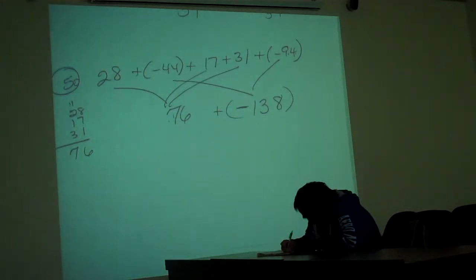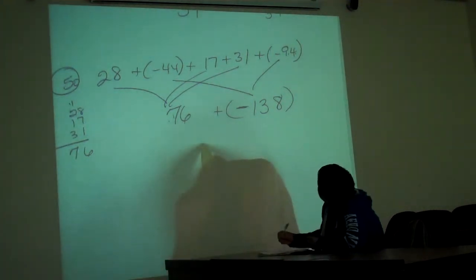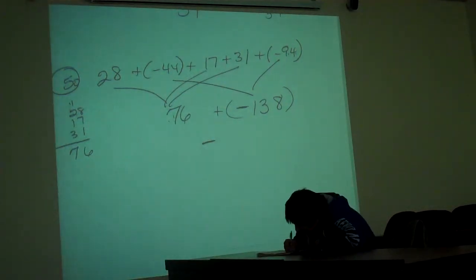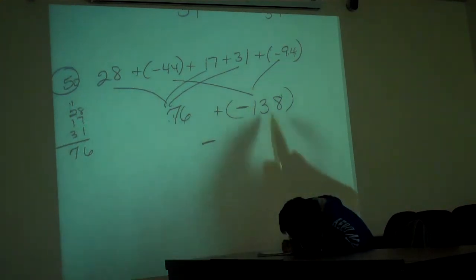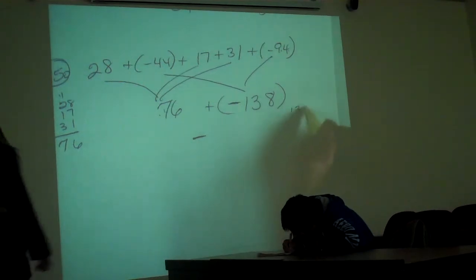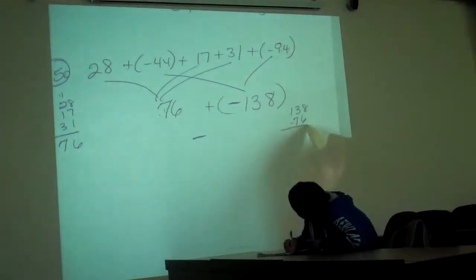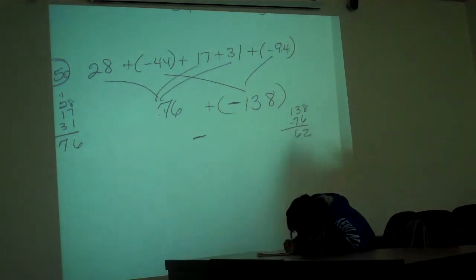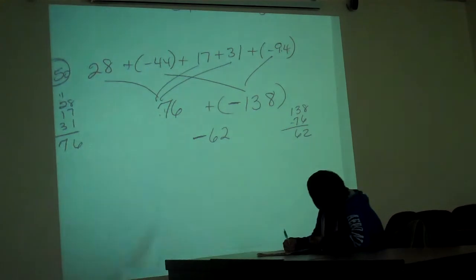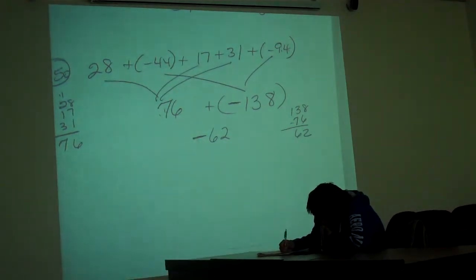So you have 76 positive and 138 negative. So what's your answer going to be? You've got more bills. Yeah, you're still going to owe, right? Even with all the people putting their money together, you still owe money. So you need to subtract it to see how much you're still going to owe. Negative 138 minus 76. 62? You're still going to owe 62. You're better off writing the sign first so you don't forget which sign you're doing.